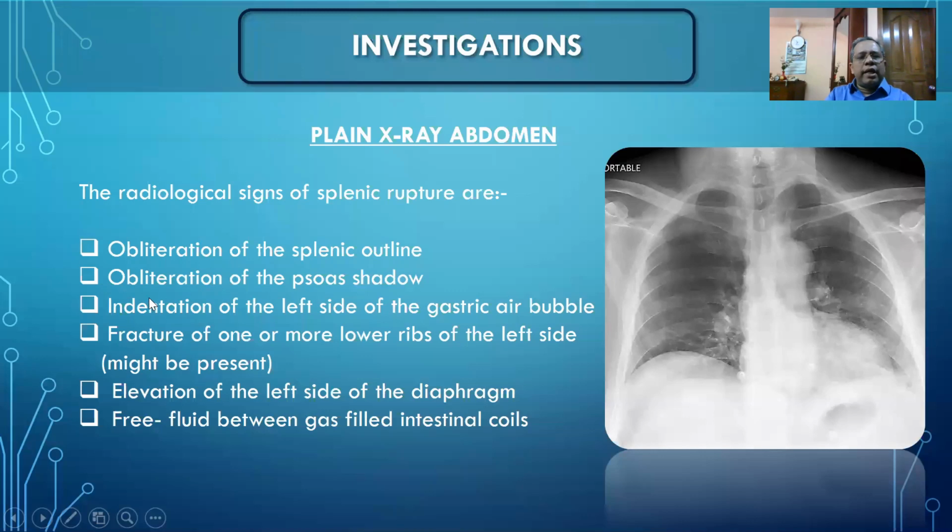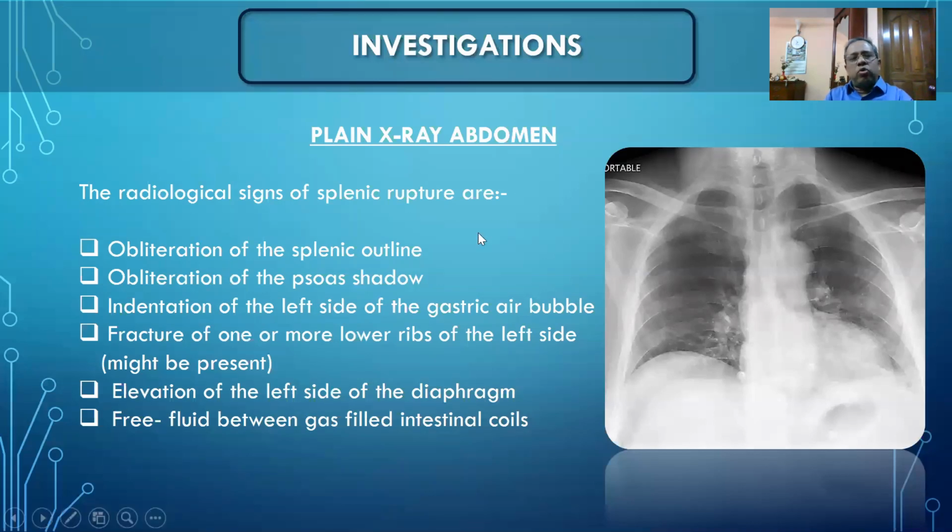Another important thing is, on the left side there is the fundus of the stomach, having a fundic gas. That fundic gas is outlined by a smooth outline with the fundus. On the lateral side, indentation of the left side of the gastric air bubble may be seen in the plain X-ray abdomen. So that can indicate that the patient may have a splenic rupture.